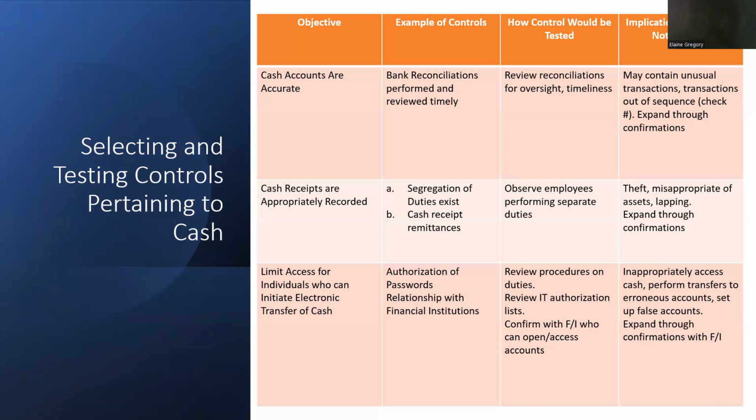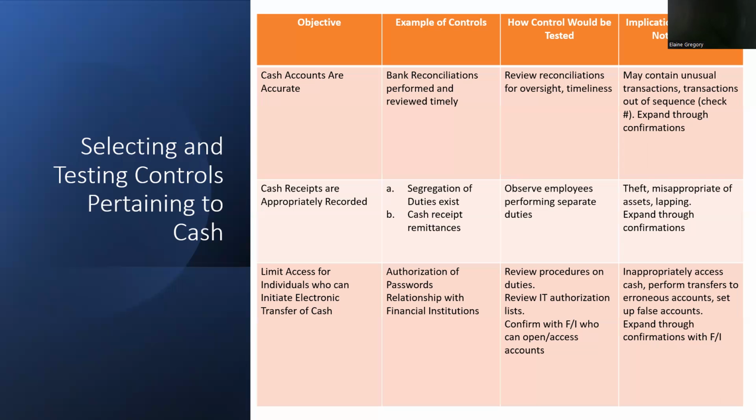Now, if some of these controls that we test aren't working, we might find ourselves looking at unusual transactions, transactions out of sequence. For example, you do a bank reconciliation and you start seeing checks that are out of sequence. You might be looking at straight theft and misappropriation of the cash assets, or we could be looking at some type of lapping scheme that we discussed before. We could also have people who have inappropriate access or authorization to the cash accounts, or who perform transfers to erroneous accounts by setting up false accounts.